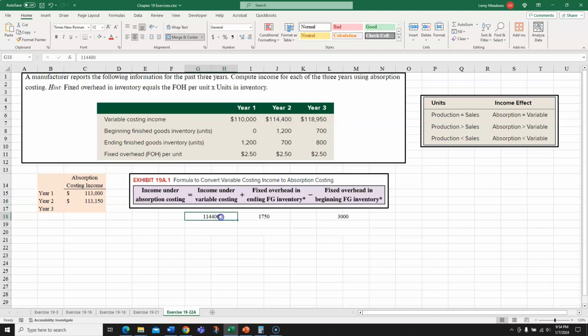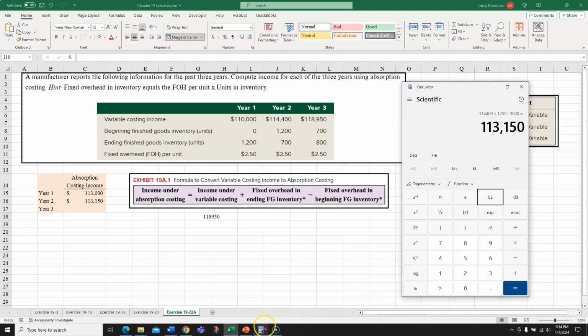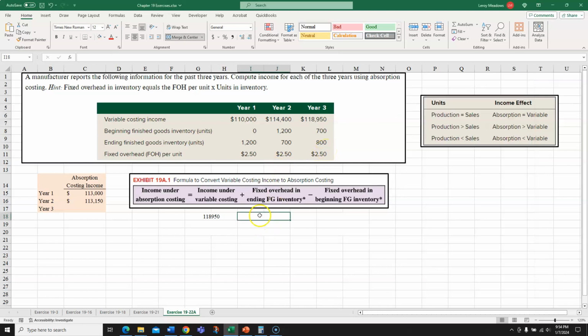Okay, now let's look at year 3. Year 3, we start off with our variable costing income of $118,950, plus our amount of fixed overhead in ending finished goods inventory, which is going to be what, 250 times 800. Oops. Which would be $2,000.